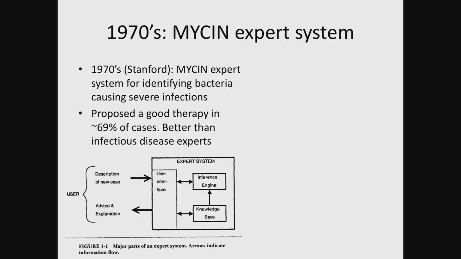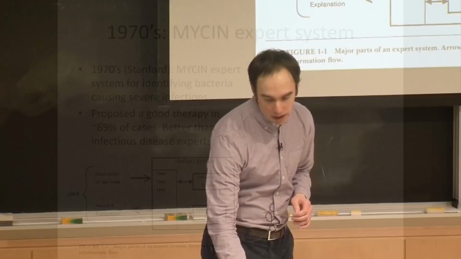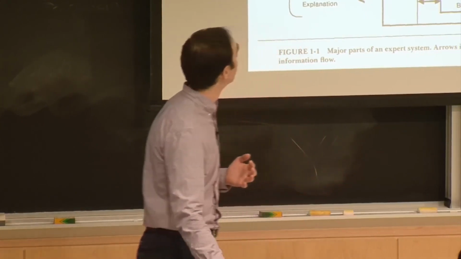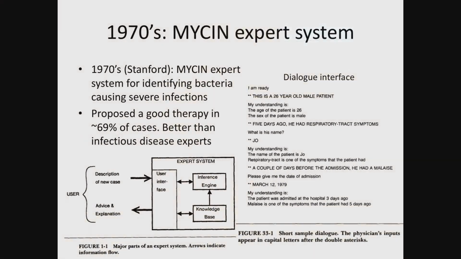Now, it was found that this algorithm, this machine learning, this simple AI algorithm, was able to propose a good therapy in 69% of cases, which at the time was better than the best or very good infectious disease experts. Now, it also had some other elements which were quite interesting. So those of you who've been following the latest in chatbots might find this a little familiar.